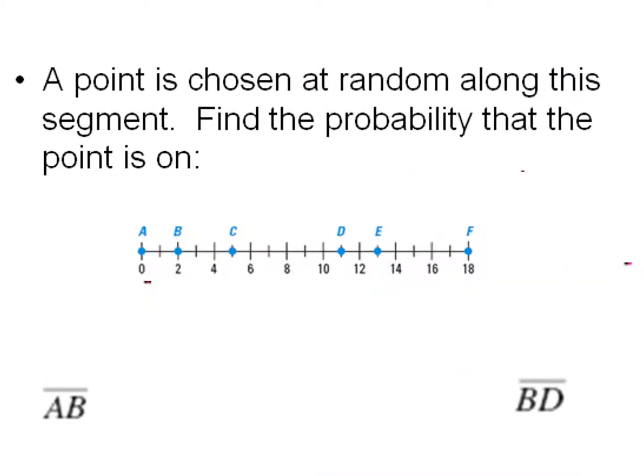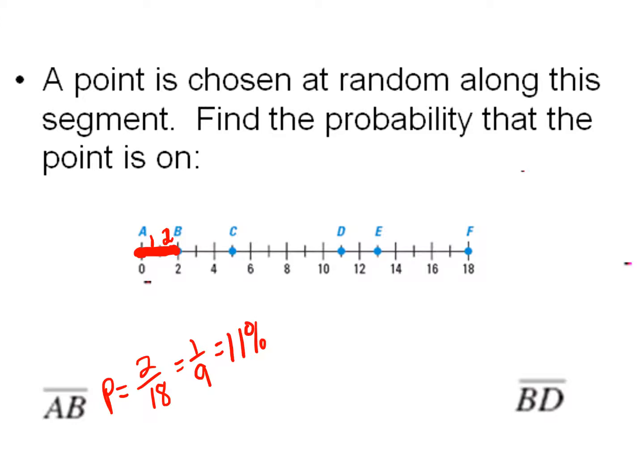Okay, so a point is chosen at random along the segment. We need to find the probability that the point lands between, I know it says that the point is on, but we're trying to see if it lands somewhere on this entire segment. So somewhere in between A and B. Well, from A to B, it's 2 units long, 1, 2, and from A all the way to the end it has 18 units. So the probability of a point landing between A and B is 2 out of 18, or 1/9, or about 11%.